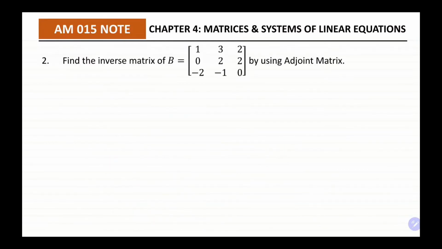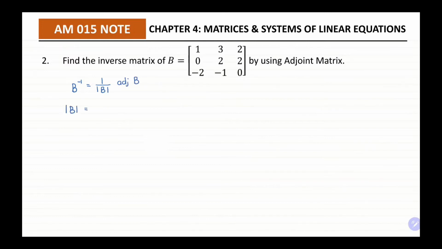We go to question number 2. Find the inverse matrix of B in 3 by 3 by using the adjoint matrix. Untuk cari B inverse menggunakan adjoint matrix untuk 3 by 3, lain formula dengan 2 by 2. Dia sama formula tapi caranya lain. So tengok betul-betul. Now we find B inverse. We use the same formula. So 1 over determinant for B times adjoint B. Now first step, we find the determinant for B.